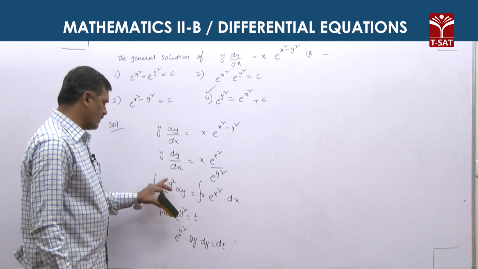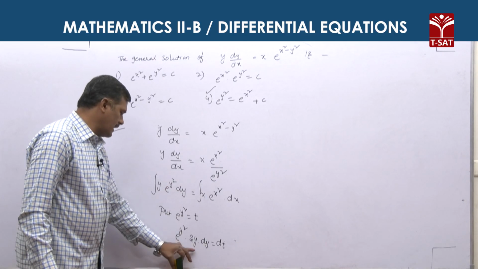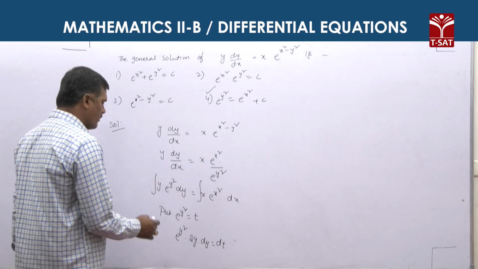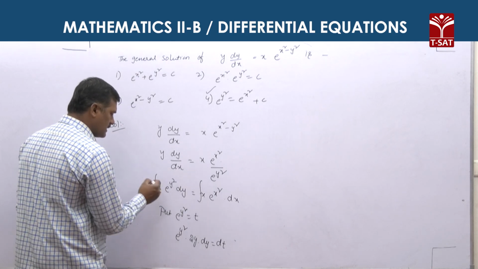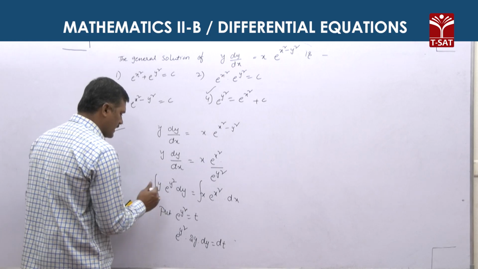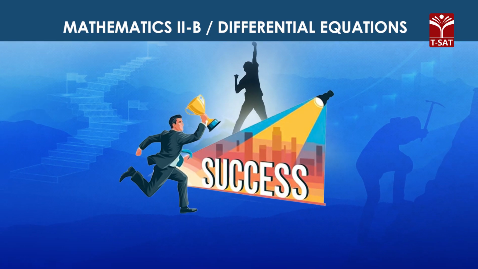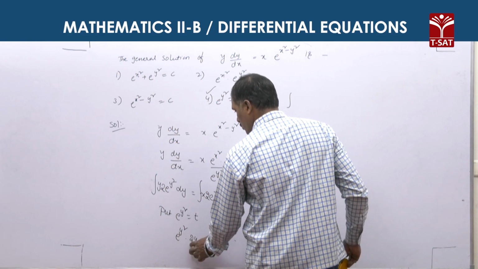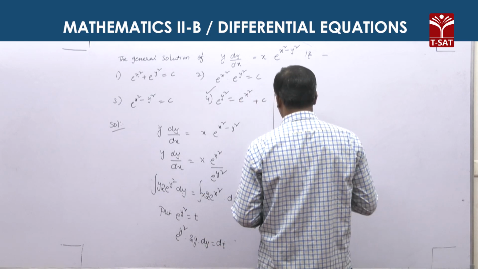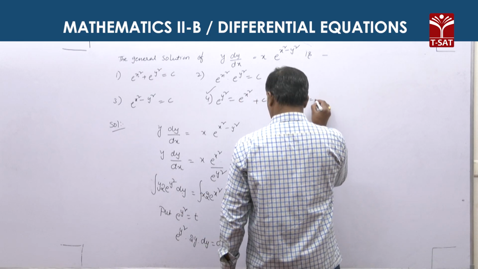So e power y square here, y is here and dy is there. So we have to require the 2. Now we can multiply both sides of this equation by 2. Multiplying both sides with 2, integral of 2y into e power y square into dy is equal to dt. Integral dt is equal to.